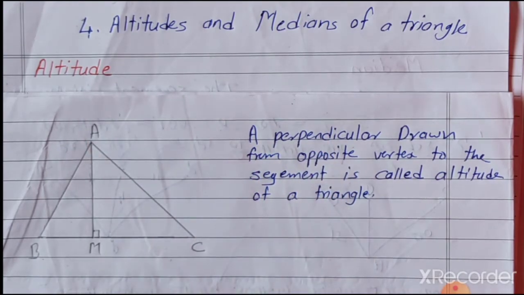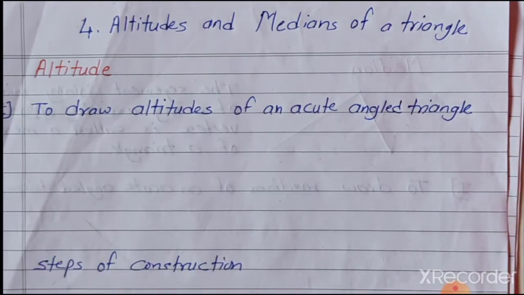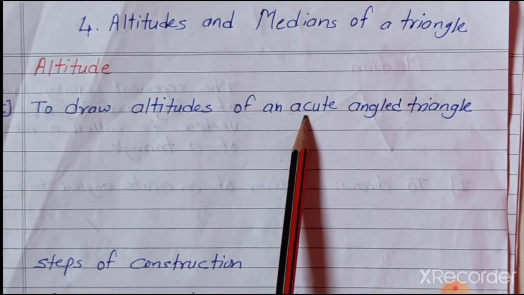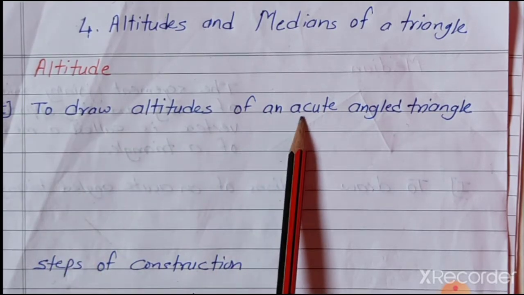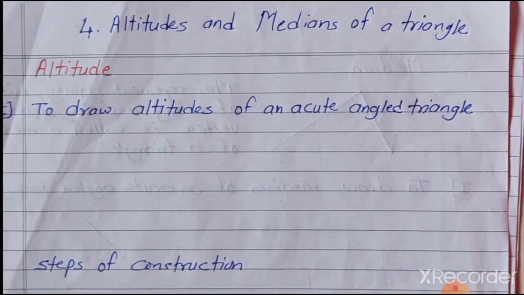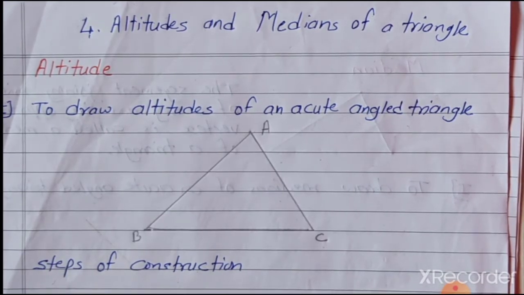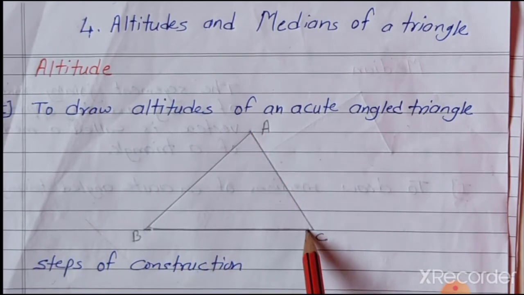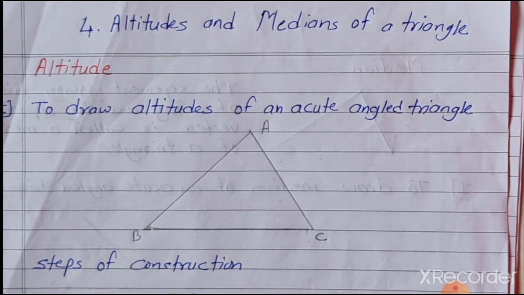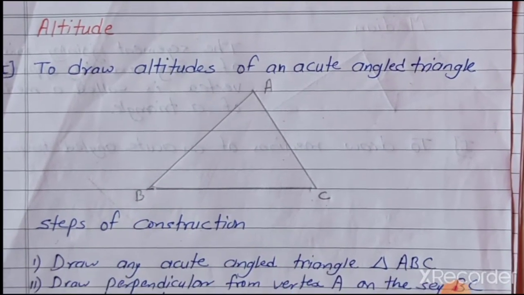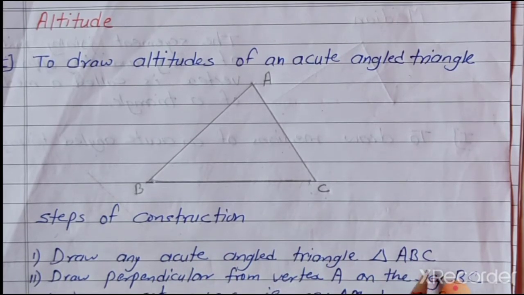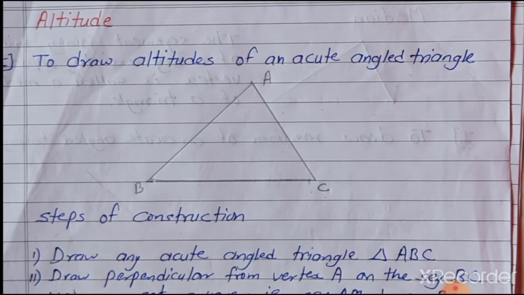So let us construct the first type, to draw altitudes of an acute angle triangle. See, here we are doing the first type for an acute angle triangle. So let us draw one small acute angle triangle. So this is our small acute angle triangle, whose name is, suppose, ABC. So let us write down the steps of construction. This is our first step: draw any acute angle triangle. You can name it anything. Here I just name it triangle ABC.